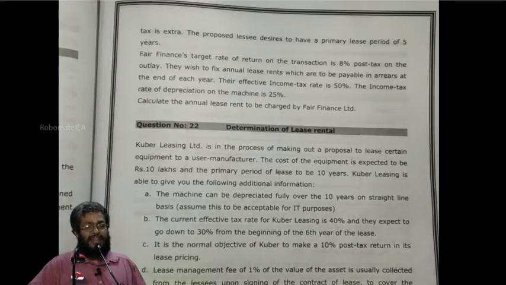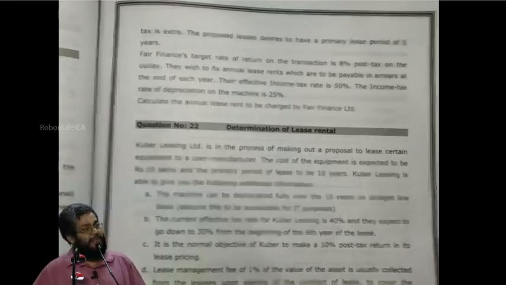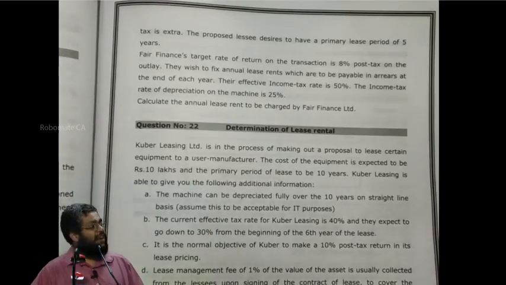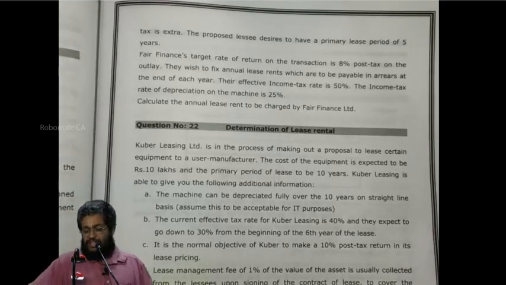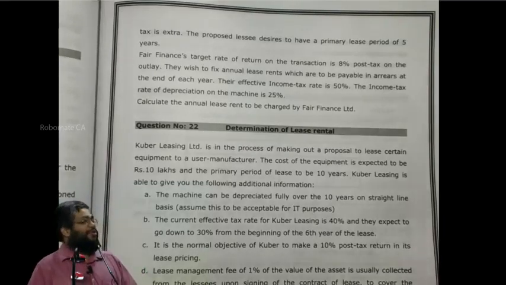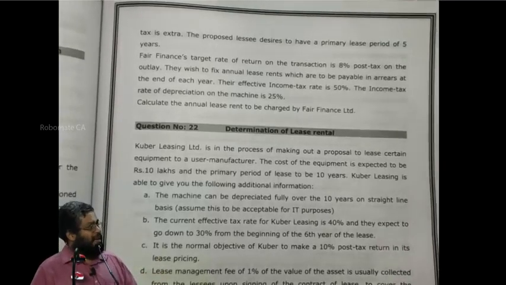We should fix the lease rental in such a way that the lessor is able to earn after tax a return of how much percent? 8%. And what tax rate is given? 50%. Everybody, are you following or not? The depreciation rate is given how much percent? 25%. So normally when they give us a percentage, we assume what method? WDV method of providing the depreciation. So we should do the problem using the WDV method only.